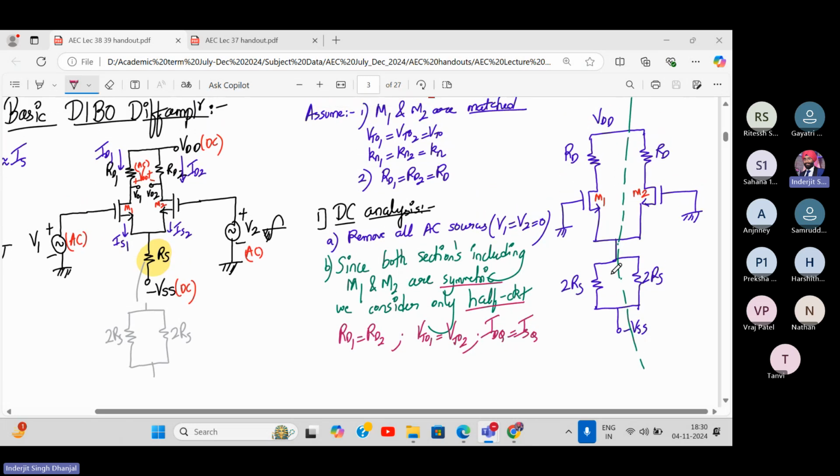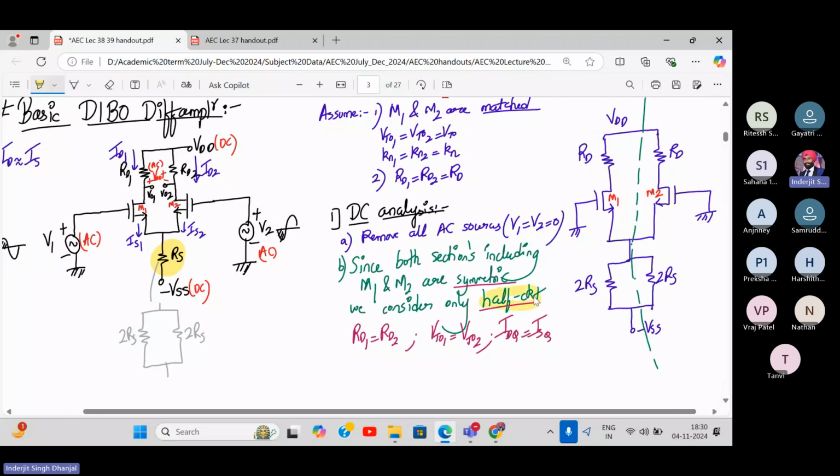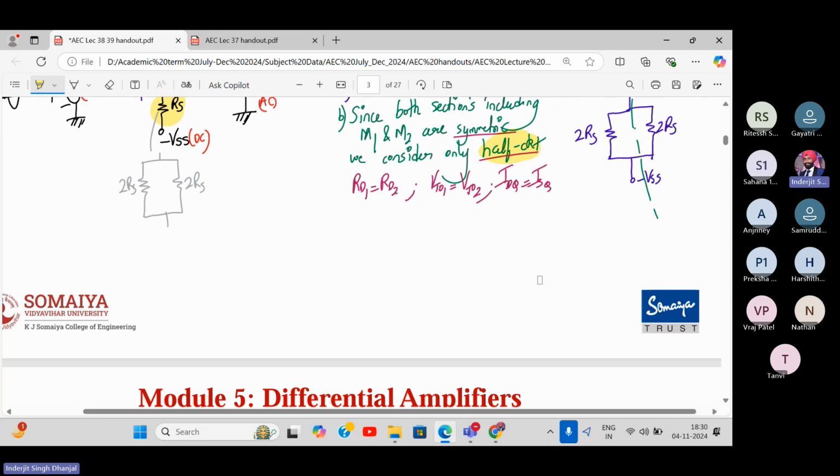So can I scroll down now? I am drawing now the half circuit. Yes, sir. This one. No need to draw the entire circuit. We just need a half circuit because the entire circuit is symmetric. So analysis with a half circuit will do. So let's draw the half circuit now based on this analysis.